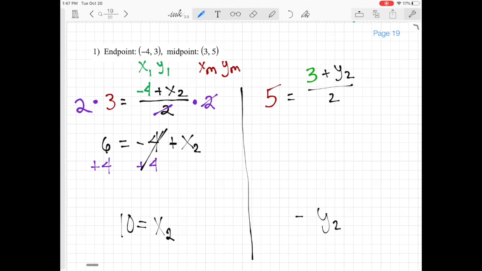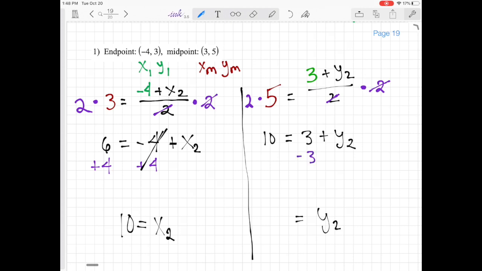So we want to get y2 alone on one side of the equal sign. So again, we're going to multiply this by 2 to get rid of this. 2 divided by 2 cancels out. But what I do to one side, I have to do to the other side. 2 times 5 gives us 10. And that's going to equal, what I have left up here is just 3 plus y2.